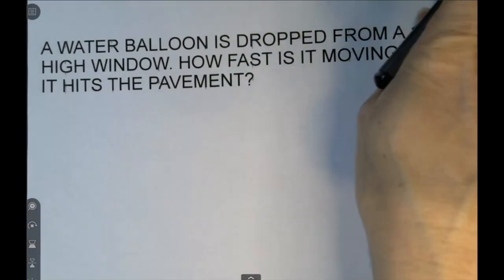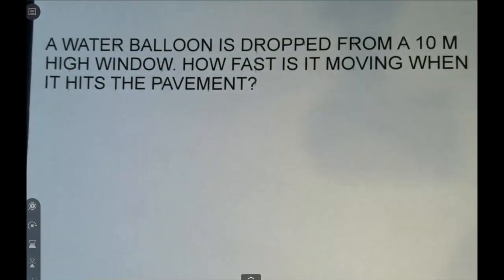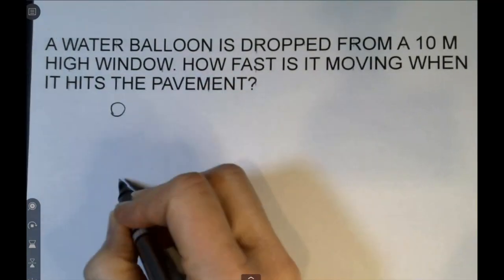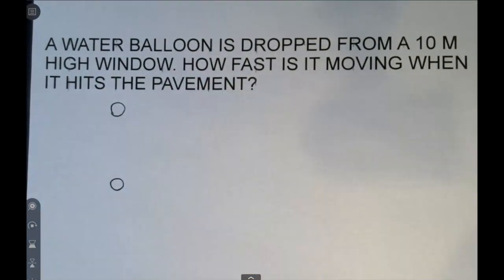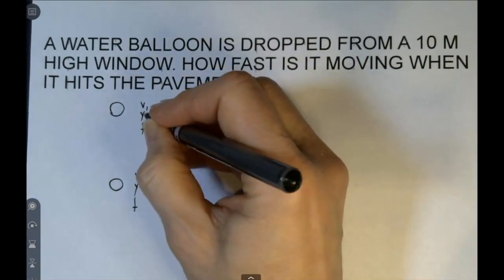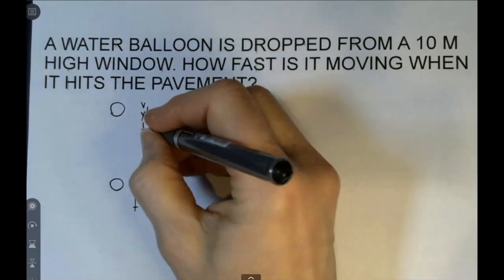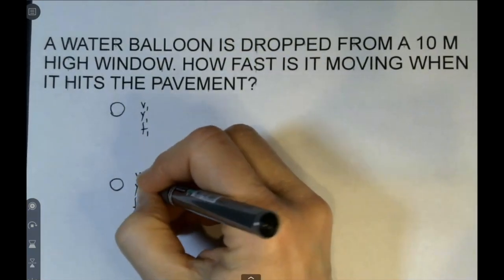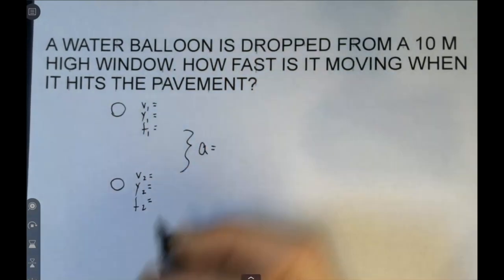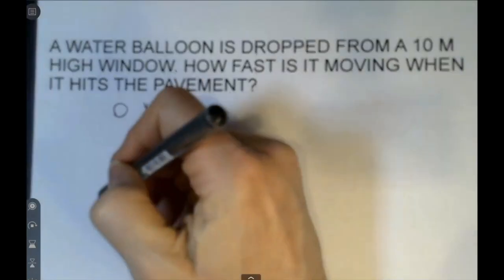The water balloon is dropped from a 10-meter high window. How fast is it moving when it hits the pavement? So here's the balloon, V, Y, T, V, Y, and T. I'm going to call this 1 because it's dropped from the window, and this is 2. So this is my setup, and you'll get used to it. Doing it this way means that you'll do it the same way every time.